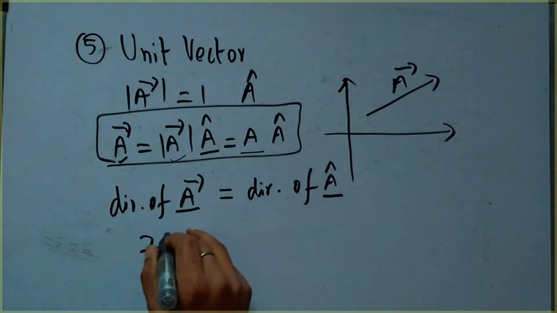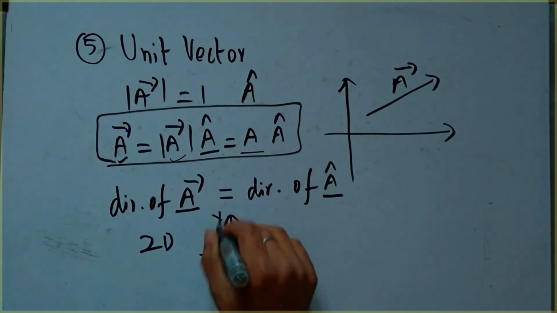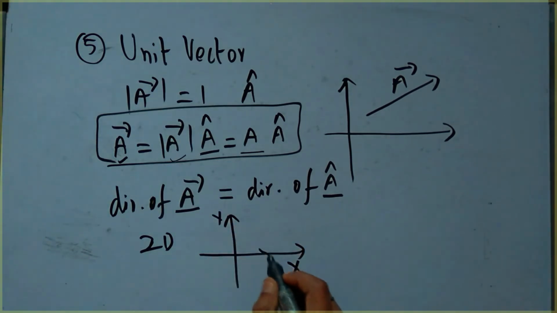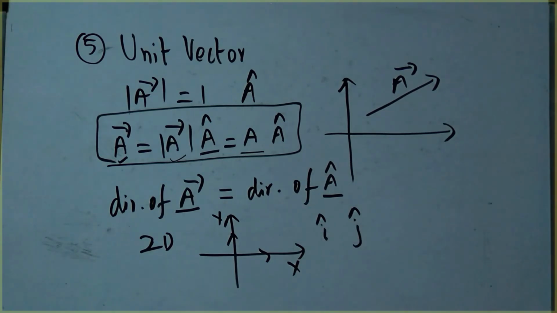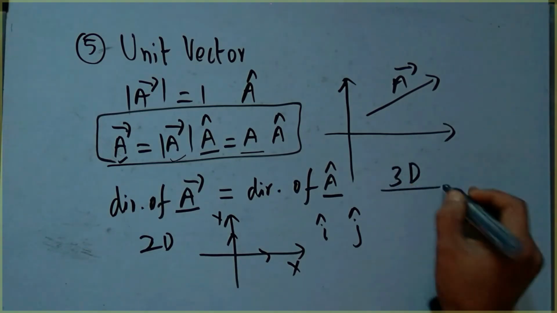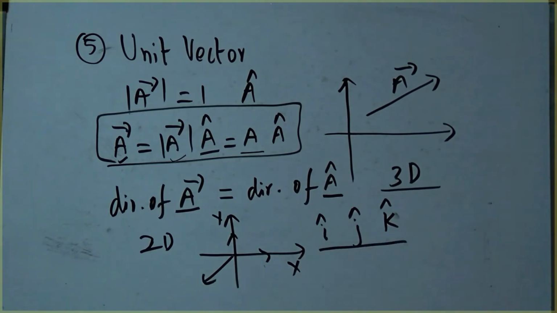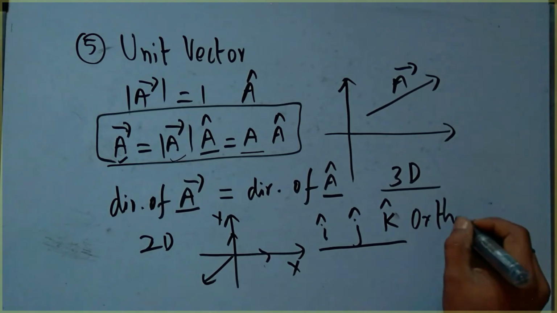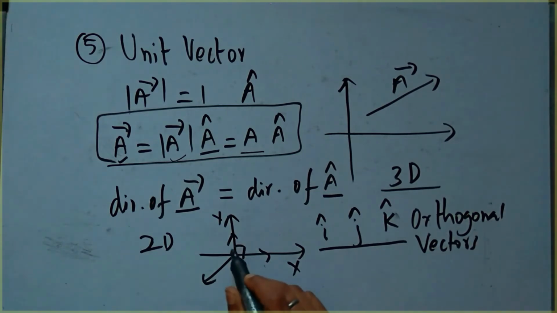In a two-dimensional plane or two-dimensional coordinate system xy, the unit vectors along x and along y are i cap and j cap. Also, in a three-dimensional system, the unit vectors along x, along y and along z are i, j and k cap. These i, j and k are orthogonal vectors because they are all perpendicular to each other.